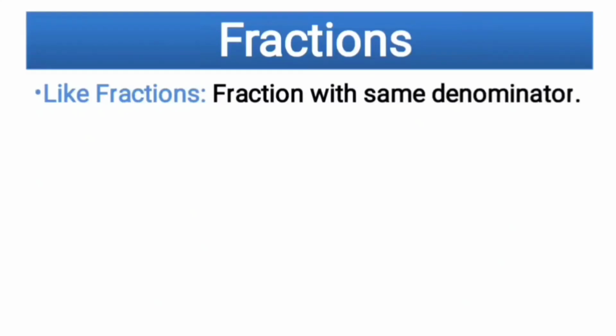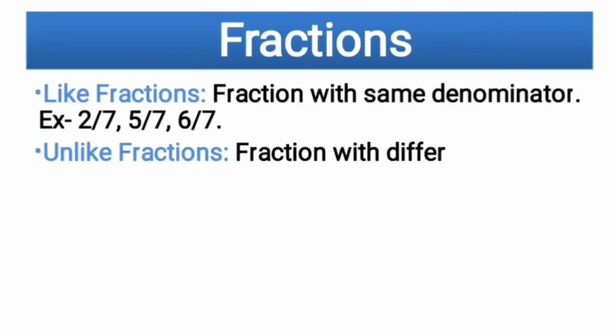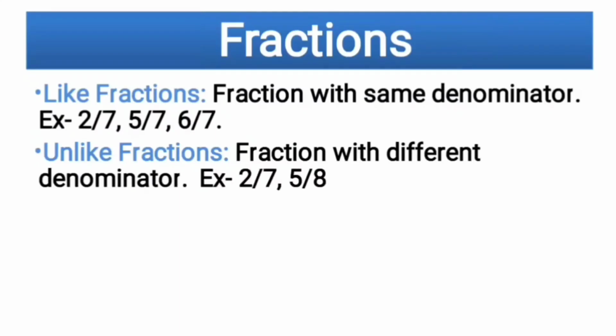If denominators are same of all the fractions, then those fractions are like fraction, as 2 divided by 7, 5 divided by 7, 6 divided by 7. Oppositely, if denominators are different, then those fractions are known as unlike fraction. So, while identifying whether the given fraction is like fraction or unlike fraction, always focus on denominator.